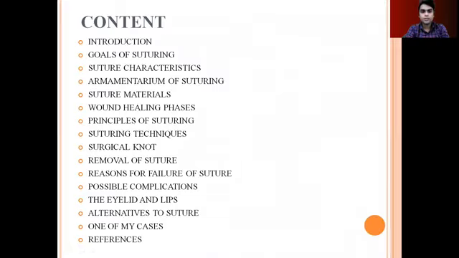First, the content. I will begin with the introduction, then the goals of suturing, suture characteristics, armamentarium of suturing, suture materials, wound healing phases, principles of suturing techniques, surgical knot, then the removal of suture, reasons for failure of suture, possible complications, some special regions like the eyelid and the lips, alternatives to suture, presenting one of my cases, and finally the references.